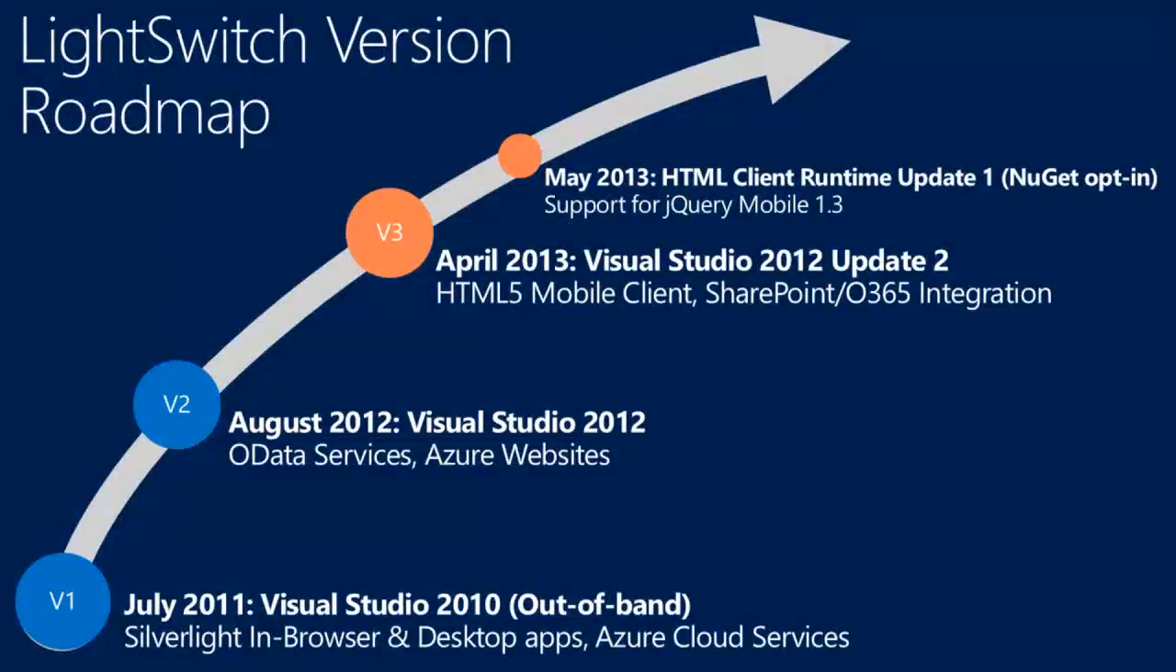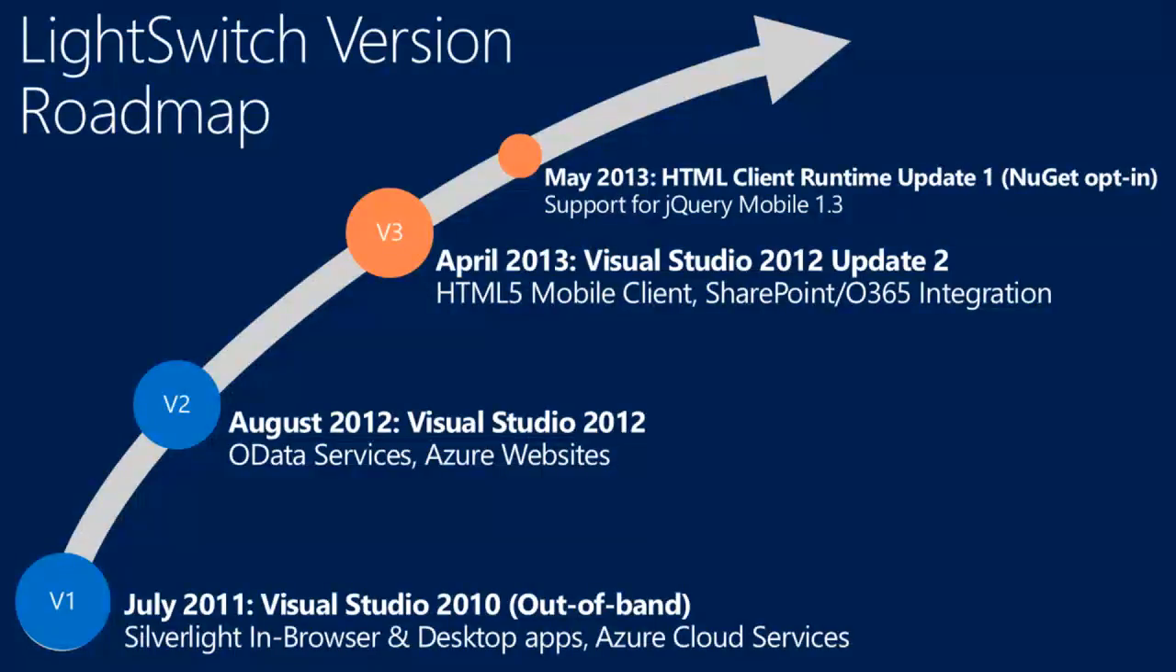Here, we've been busy. I mentioned this is the third version. April 2013, the Visual Studio Update 2, was our third version. We first released in July 2011, targeting Silverlight in-browser and desktop apps. Azure Cloud Services have always been supported in LightSwitch. When Azure released Azure Websites, version 2, we took advantage of that. And we also pretty much gutted out the middle tier and replaced it with an OData stack. So with the Open Data Protocol, when you're creating a data model, it's automatically exposed as OData services.